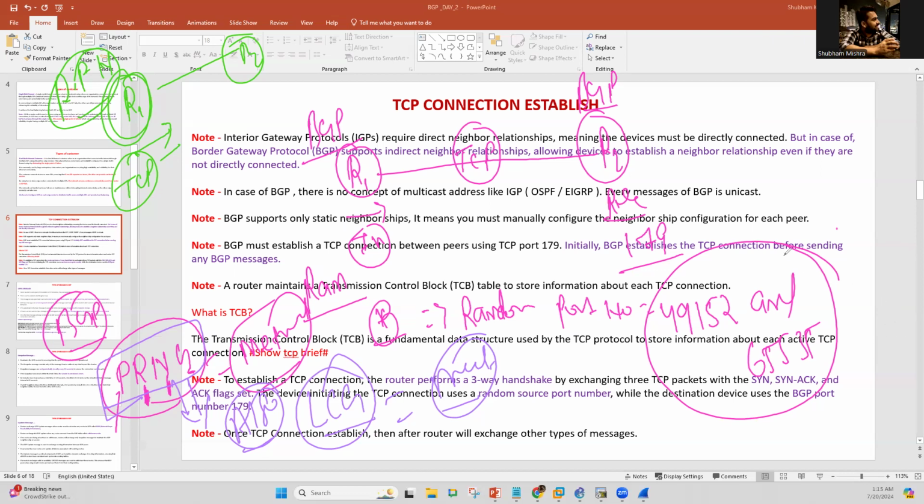Again, I am telling you, the device that initiates the TCP connection uses a random port number. What will be the range? 49152 to 65,535. So generally this is the range for the random port number. The device chooses the random port number with the help of a method called PRNG. PRNG uses the LCG algorithm, and the LCG algorithm uses a complex mathematical formula to calculate the random port number. Okay, cool.